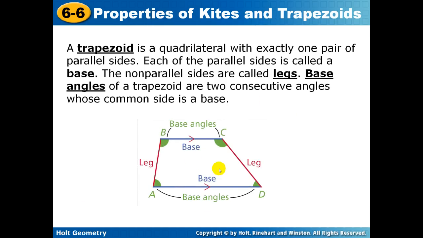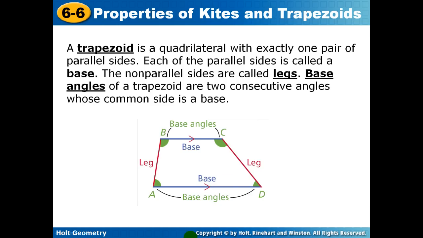So here's a little diagram here. You can see that the top and the bottom have the little arrows for parallel. They're bases. And the sides that aren't parallel are called legs. And then if you look, we have two pairs of angles, and we're going to pair them up. And you'll see that there's a reason for this in a minute.